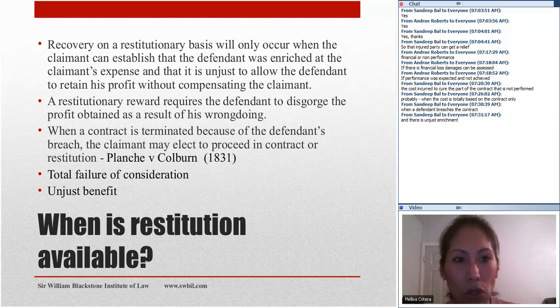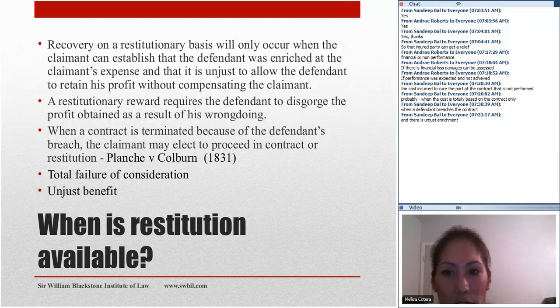Another limitation is unjust benefit. The claimant seeks a restitutionary remedy on the ground that the defendant has obtained an unjust benefit or profit because of his breach of contract. The House of Lords has now held that the court would order an account of profits where neither equitable remedies nor an award of damages would provide a sufficient remedy. Okay, what is this account of profits?